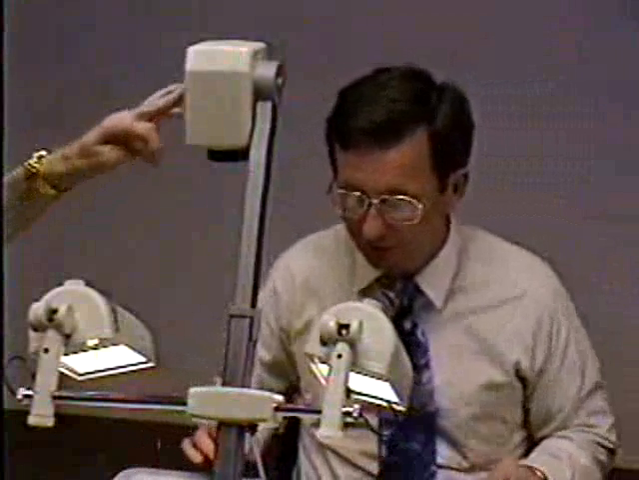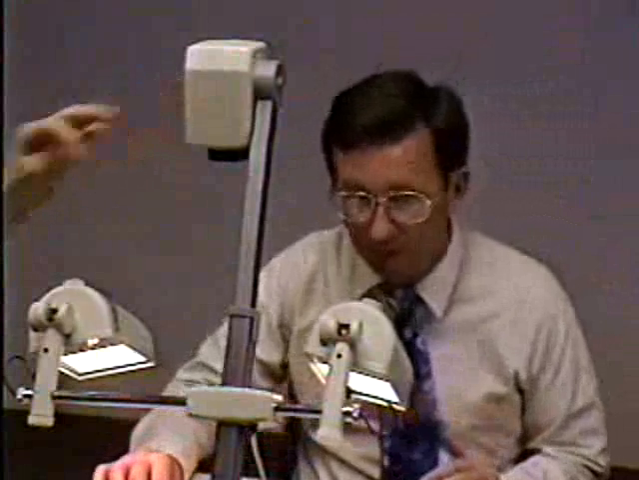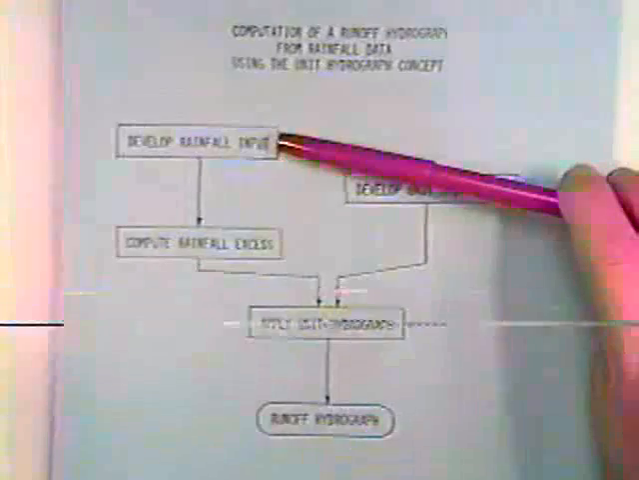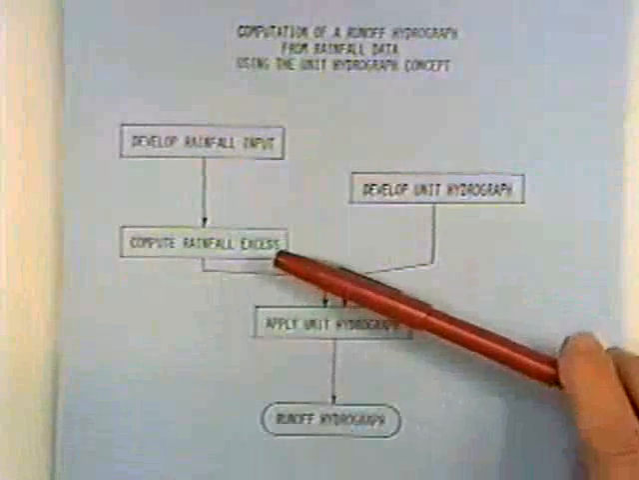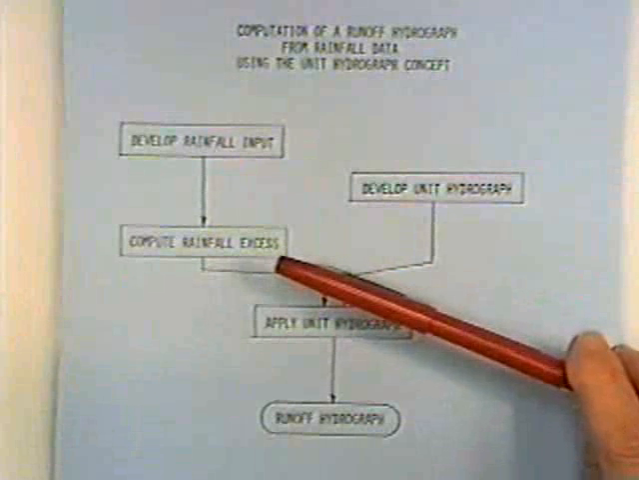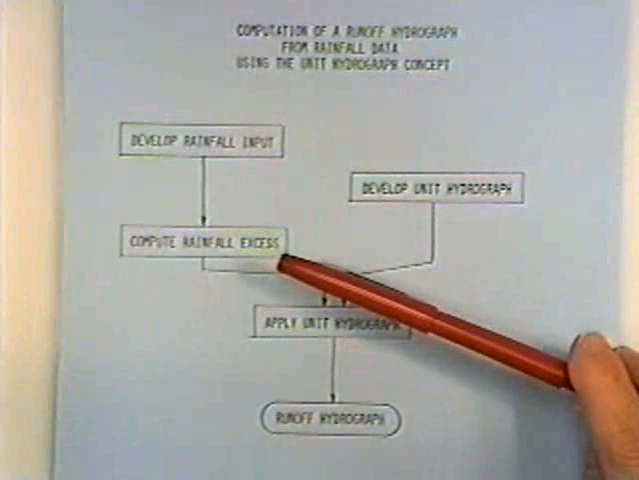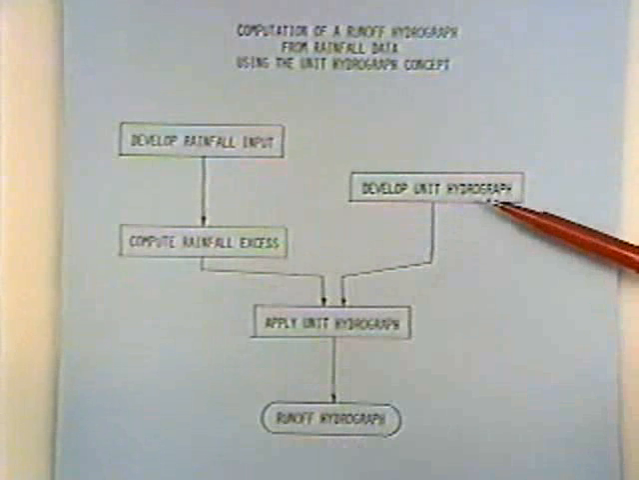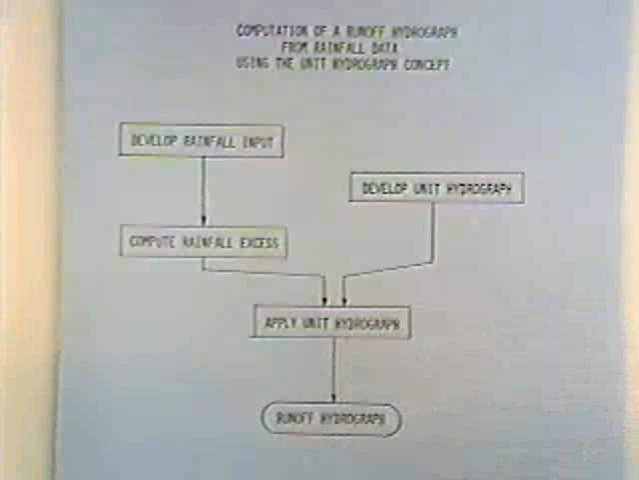Now, when you apply a unit hydrograph, you've got to develop rainfall data. We've done some developing of rainfall data. You've got to compute the rainfall excess, the direct runoff volume, using a technique like the SCS rainfall-runoff relationship, which we just did. You've got to develop a unit hydrograph, and then you take the unit hydrograph and the direct runoff volumes and apply the unit hydrograph.